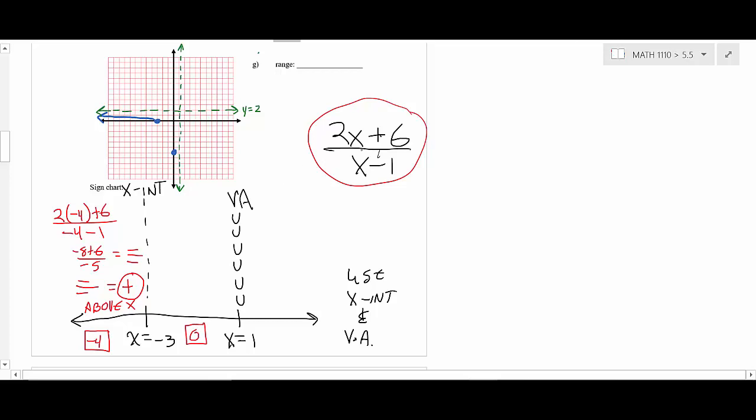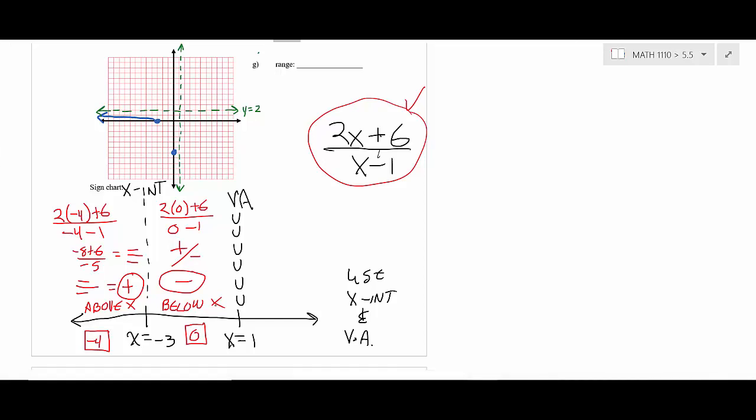Okay, so plug into your function again. That's 2 times 0 plus 6 over 0 minus 1. Again, the numerator is positive. That's what you care about. The denominator is negative. So positive divided by negative is negative. That means all of your y values are negative, which means you're below the x-axis. Again, you just need to figure out if that test point makes the function negative or positive. Does that make sense what I'm doing?